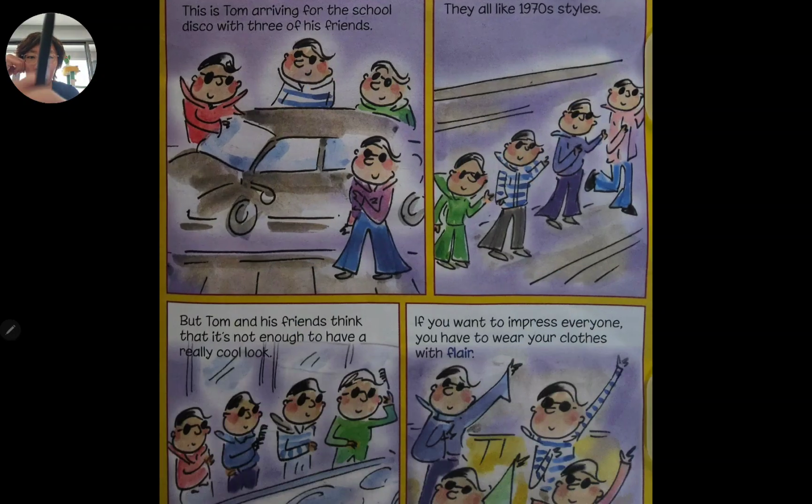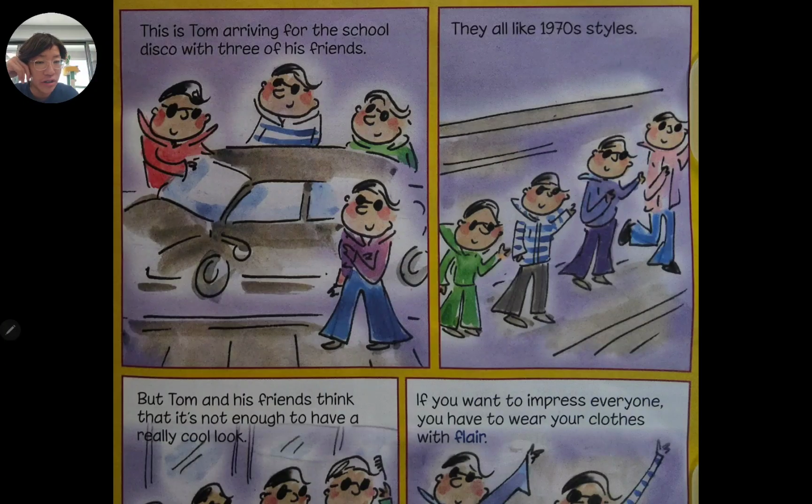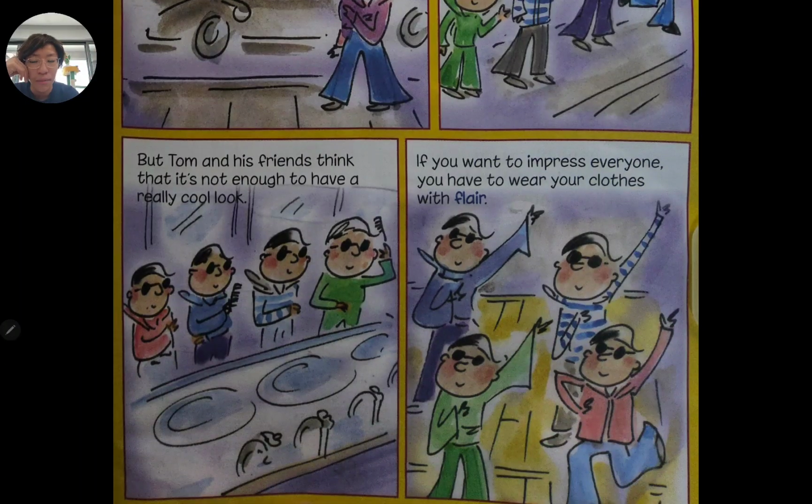This is Tom arriving for the school disco with 3 of his friends. They're all dressed 1970s style. But Tom and his friends think that it's not enough to have a really cool look. If you want to impress everyone, you have to wear your clothes with flair.